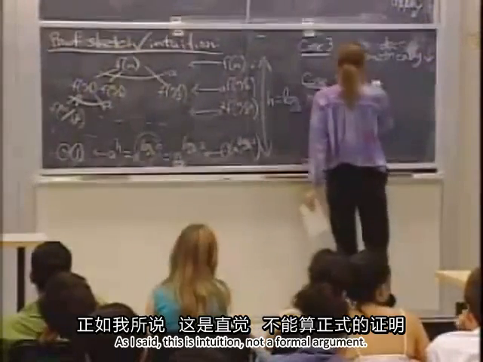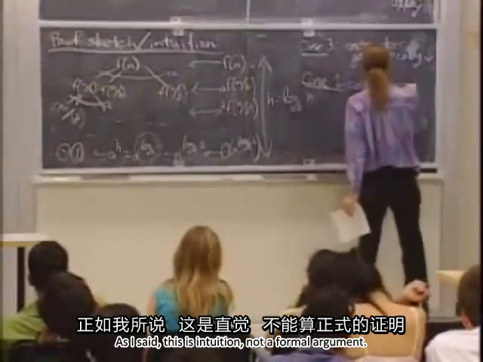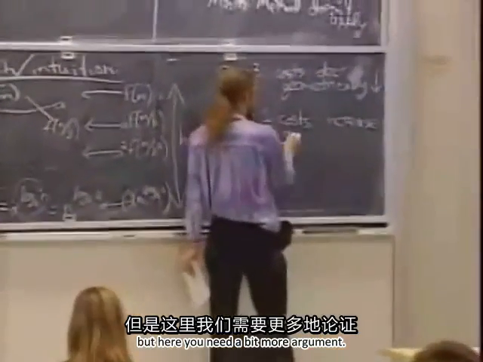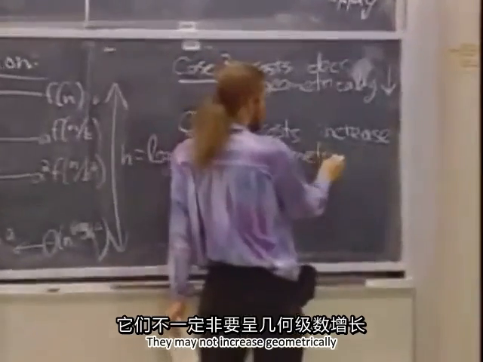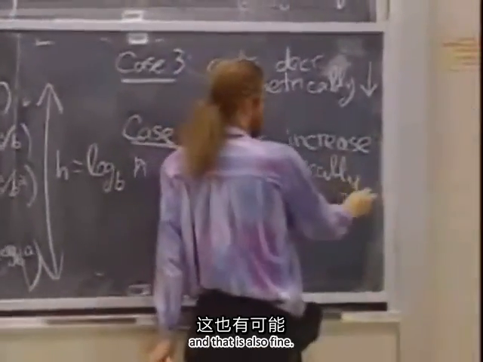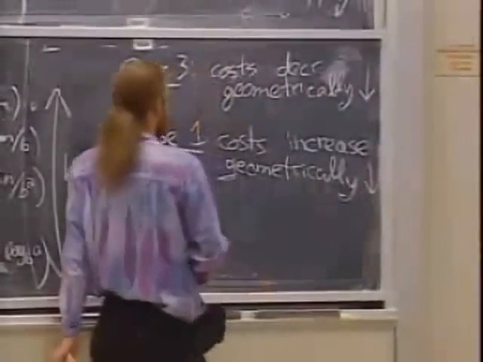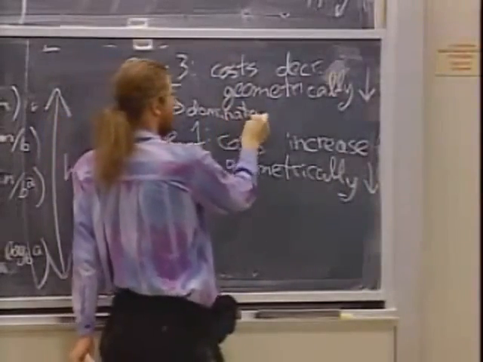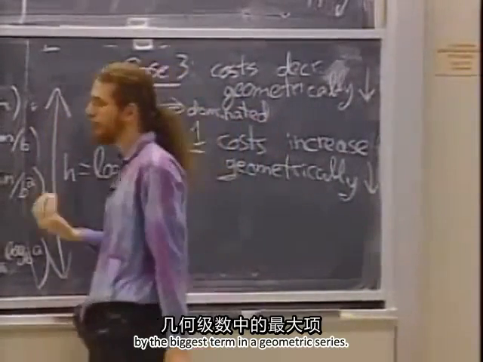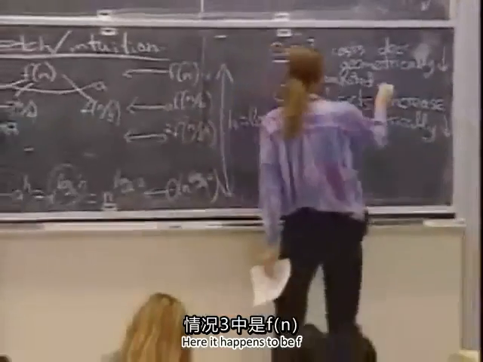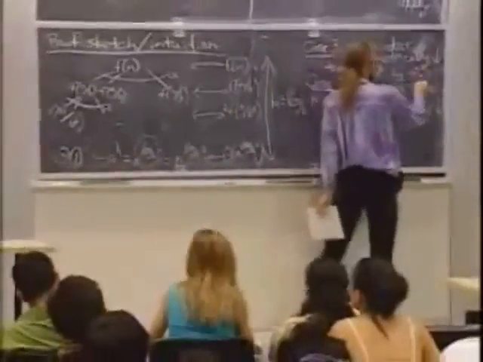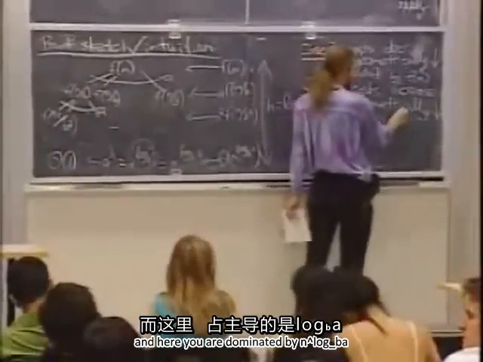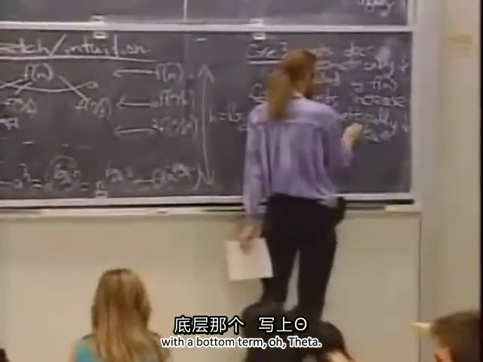As I said, this is intuition, not a formal argument. This one was pretty formal because we assumed it. But here you need a bit more argument that they may not increase geometrically, but they could increase faster. And that's also fine. So in case 3, you're always dominated by the biggest term in a geometric series. Here it happens to be f of n. And here you're dominated by n to the log base b of a, with the bottom term, theta.